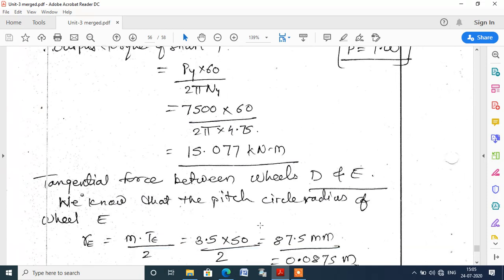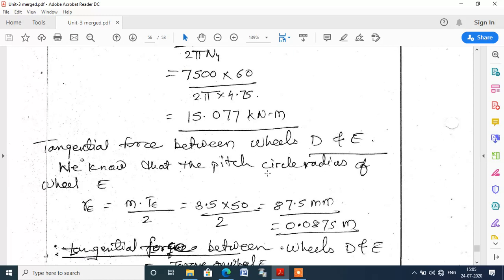Now the tangential force between wheel D and E. So we need to know the pitch circle radius of wheel D. So R equals module into number of teeth divided by 2, so M into T by 2. So we will get 3.5 into T of 50 divided by 2. So the pitch circle radius of E will be 57.5. You can convert it into meter, or you can just convert it to kilonewton and newton.